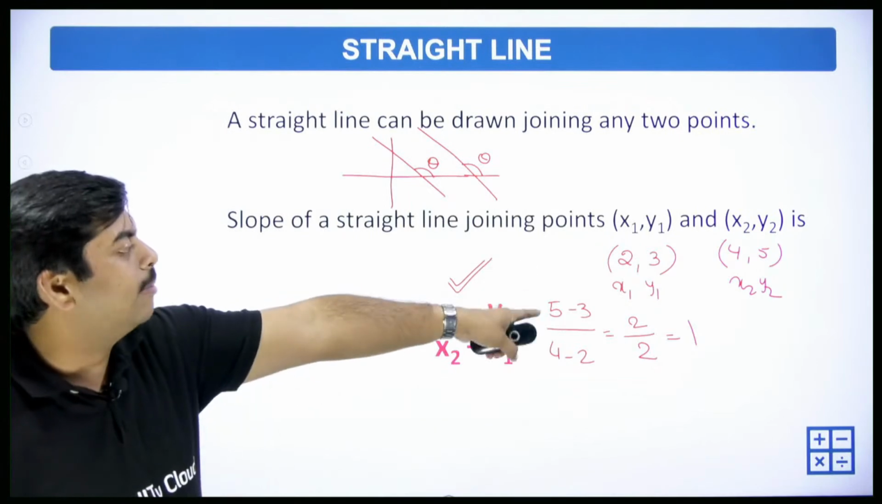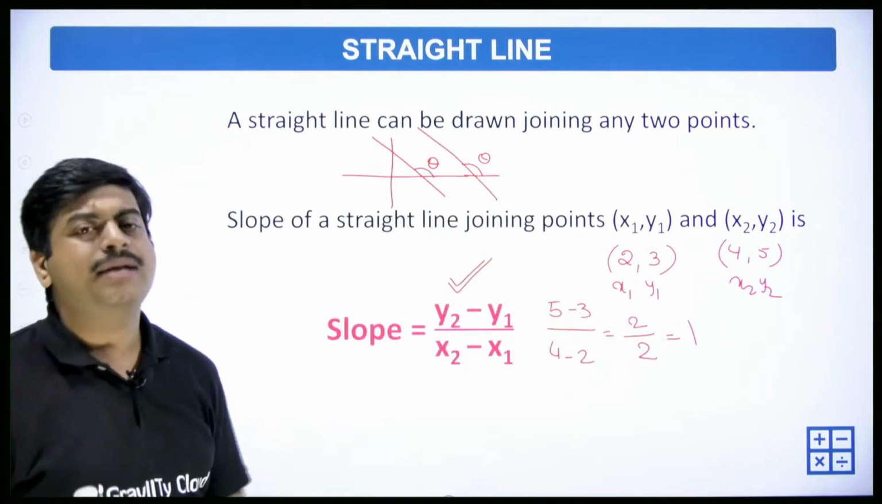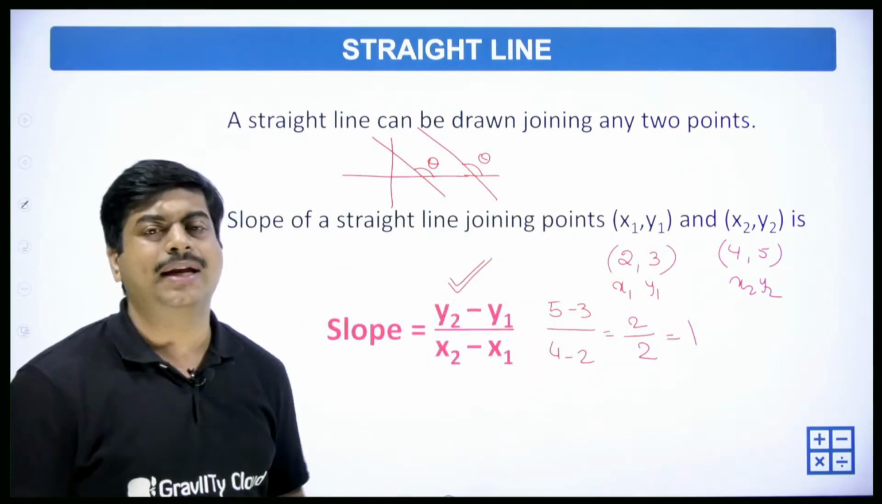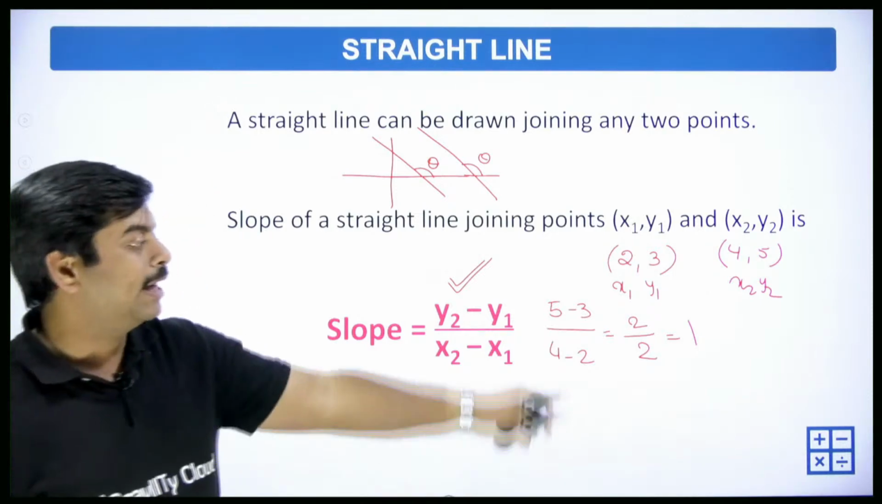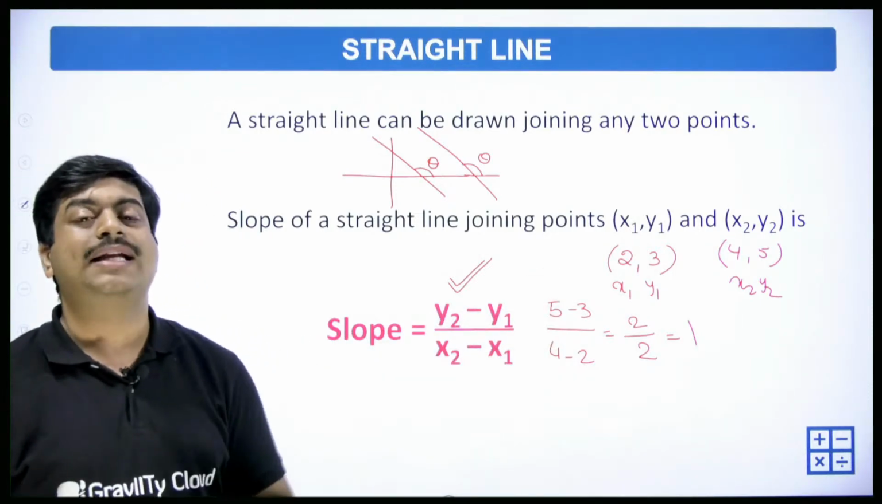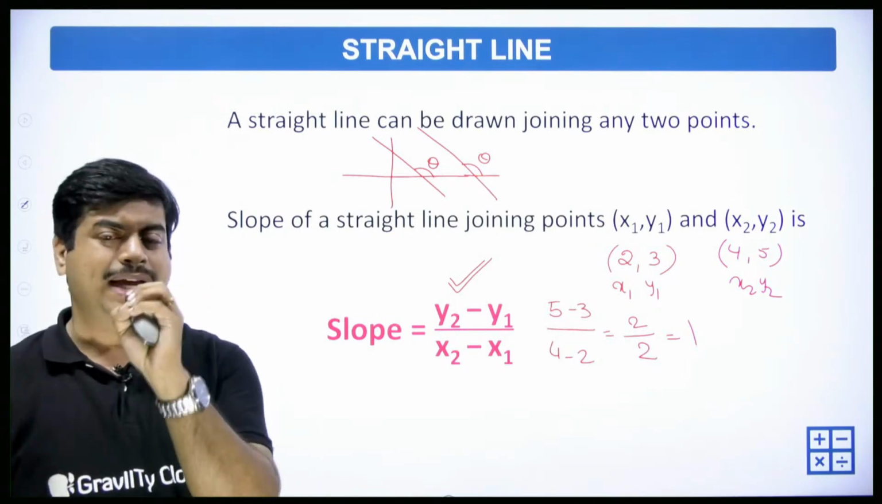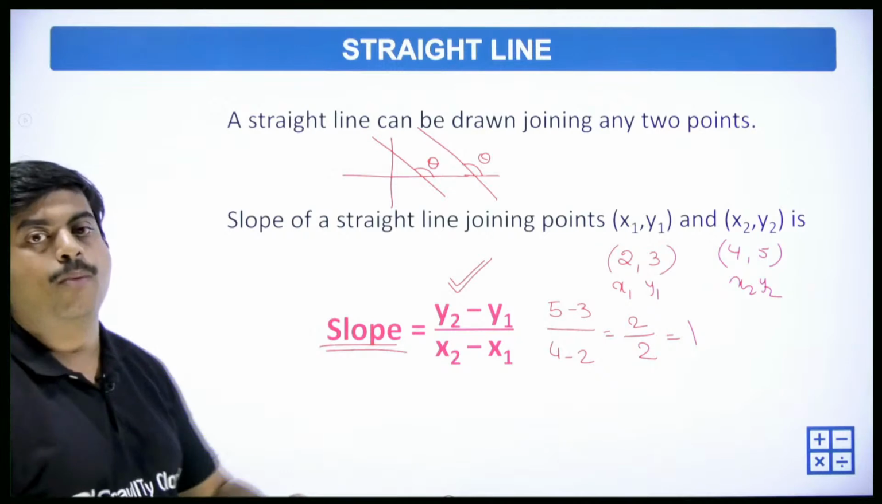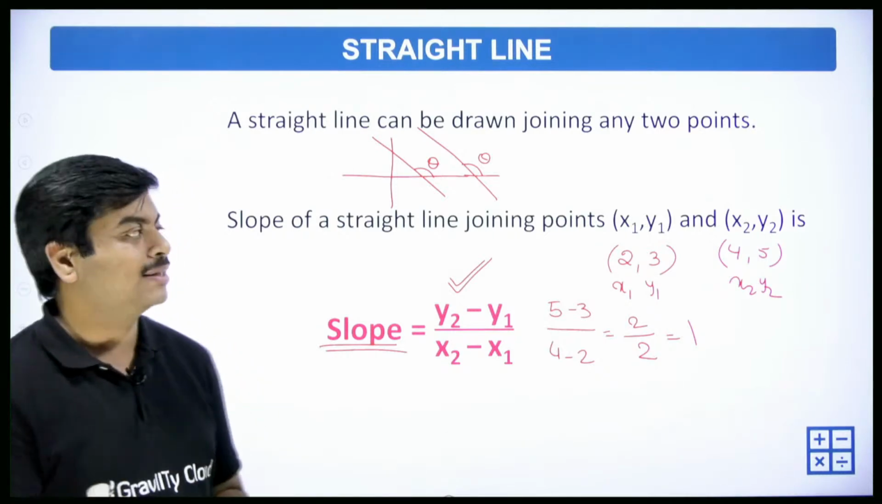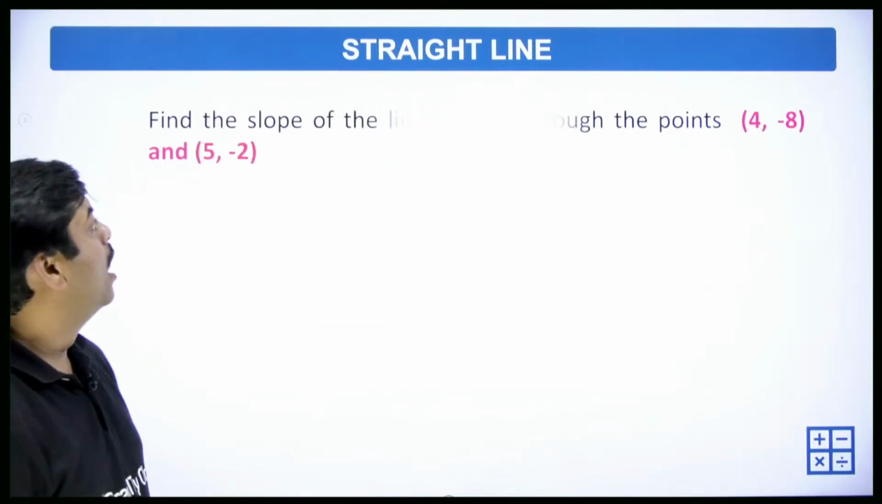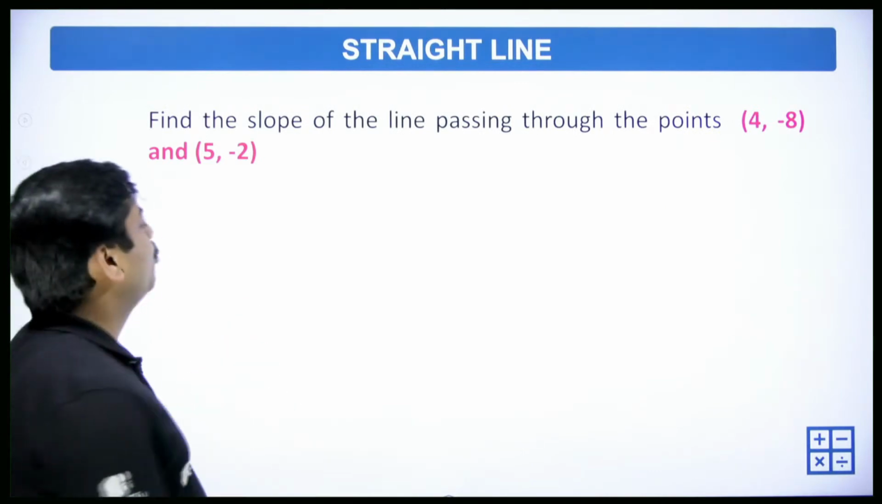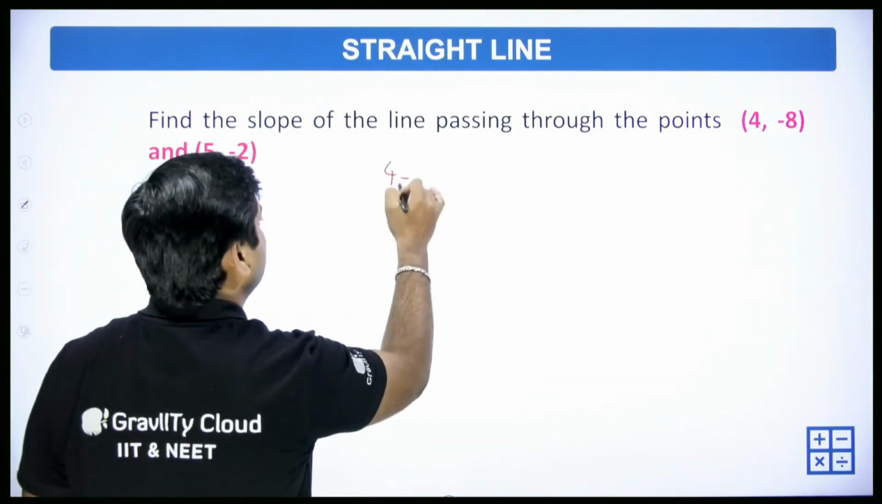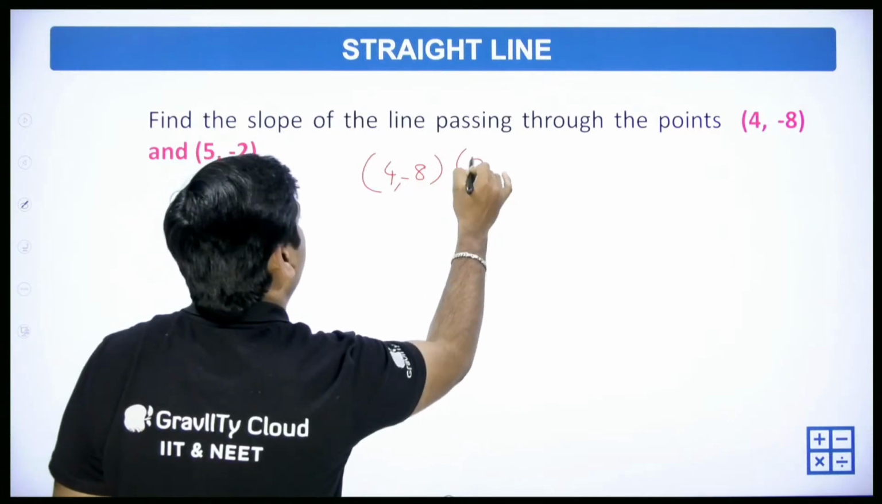The line through 2, 3 and 4, 5 has slope 1. If some other line also has the same slope 1, we can say those 2 lines are parallel. So to show that lines are parallel, it is enough to find the slope of the lines, right? Next one. Find the slope of the line passing through the points 4, minus 8 and 5, minus 2.